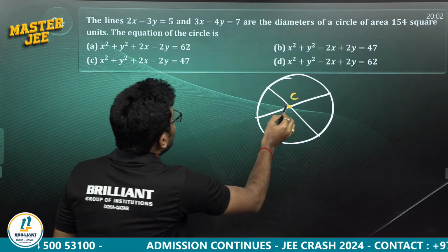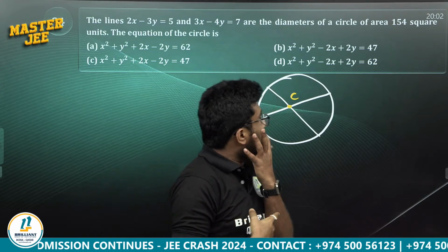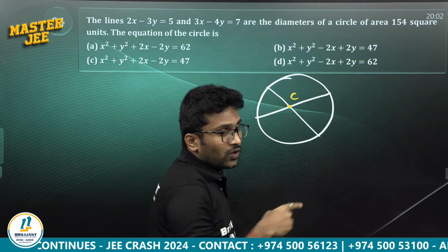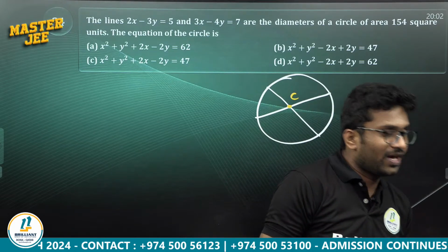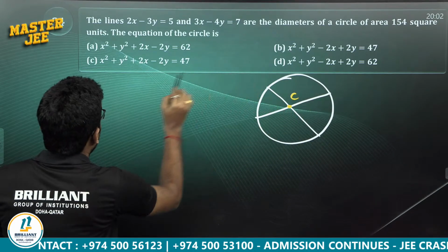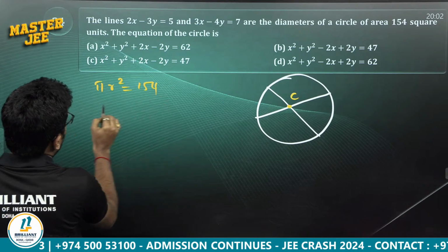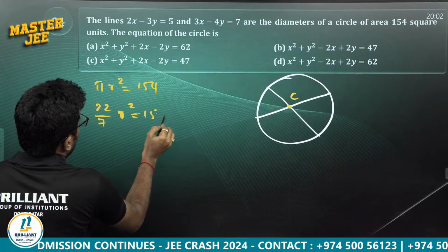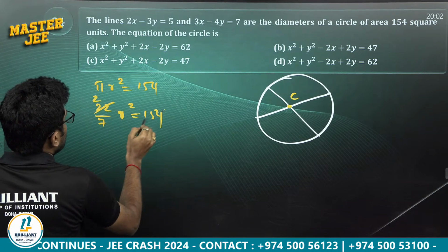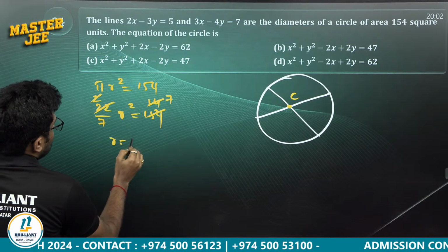Okay. Now after getting center C, the area they have given is 154. From there we can get the area. So pi r square is equal to 154. Pi is 22 divided by 7 times r square is equal to 154. 11 2s are 22, 11 1s are 11, 4s are 2, 1s are 2, 7s are 14. So r is equal to 7.